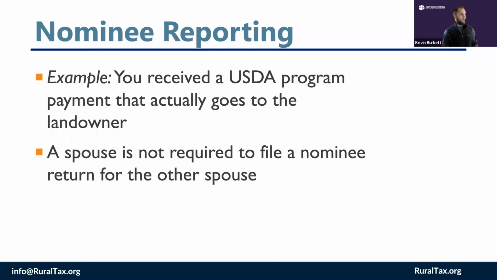One example might be you are renting land from someone and the land is enrolled in some kind of USDA program, and the payment was sent to you who is renting the land, and you received the 1099, but it was actually supposed to go to the landowner. In that instance, you would send the payment and then remit the 1099 to the landowner. There could be a handful of situations where we might see that pop up. But again, that's what they call nominee reporting.